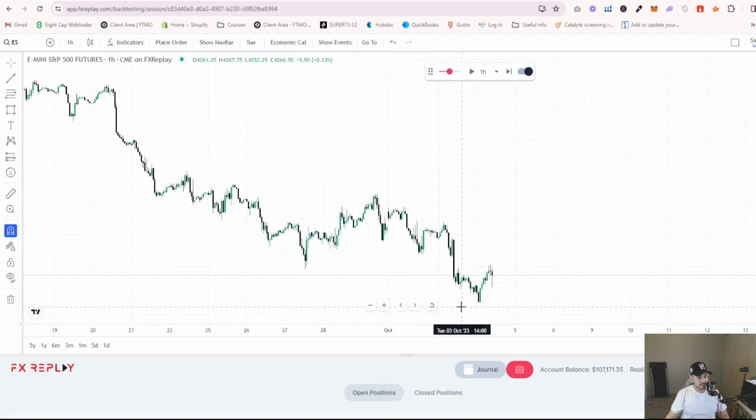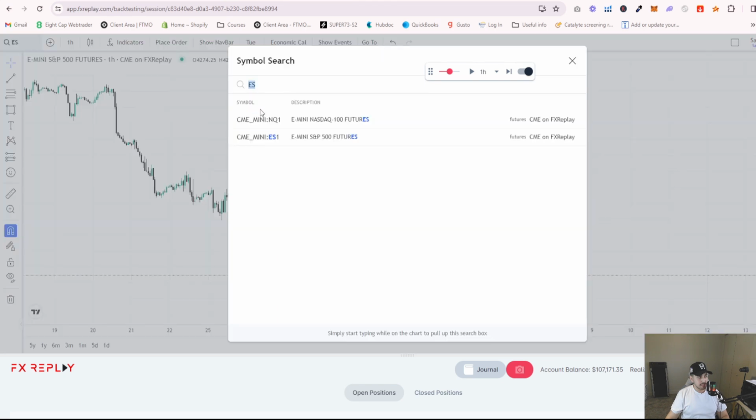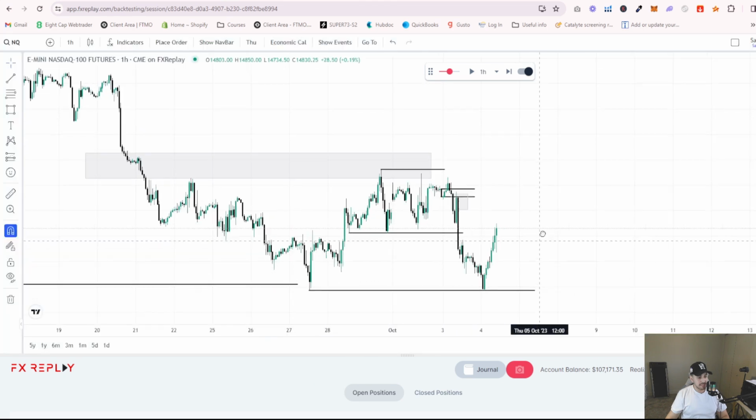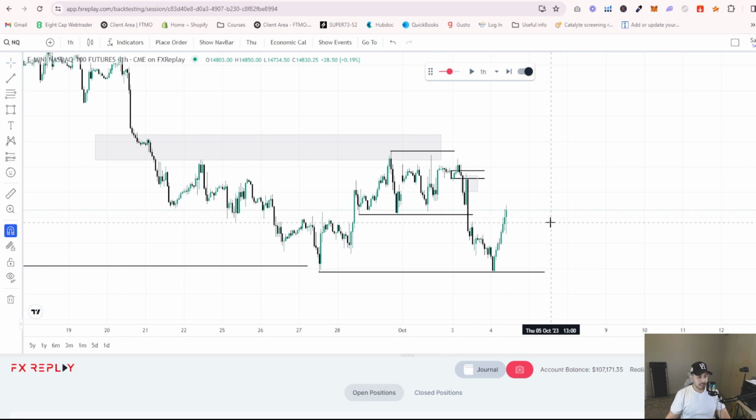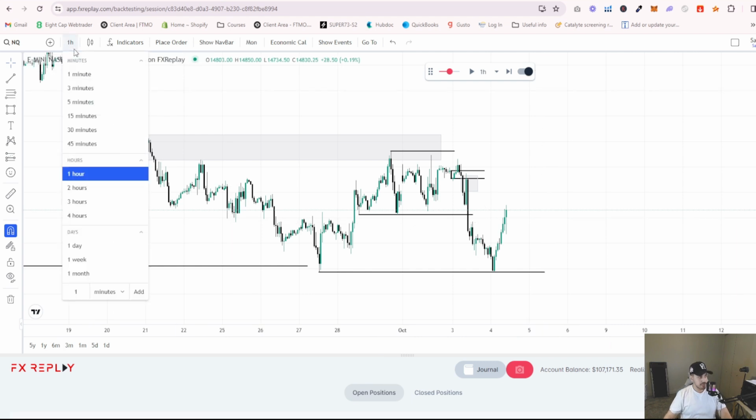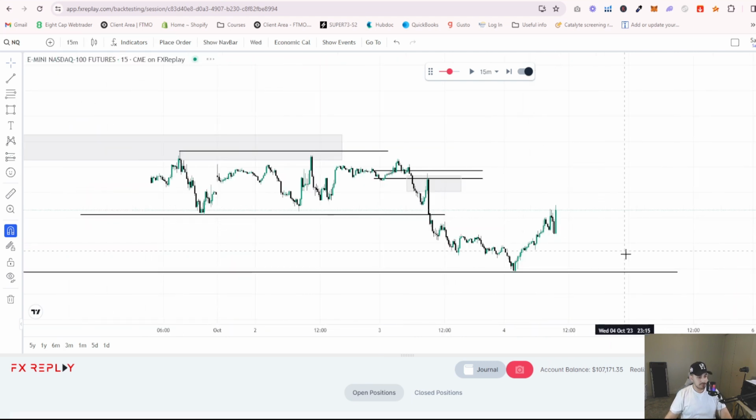So we did have an SMT divergence there. So let's go back to NQ. So these lows can stay valid. Guys, you don't have to worry about SMT divergence right now. I will be teaching that in another video in a little bit. So let's go ahead and start zooming into the 15-minute.